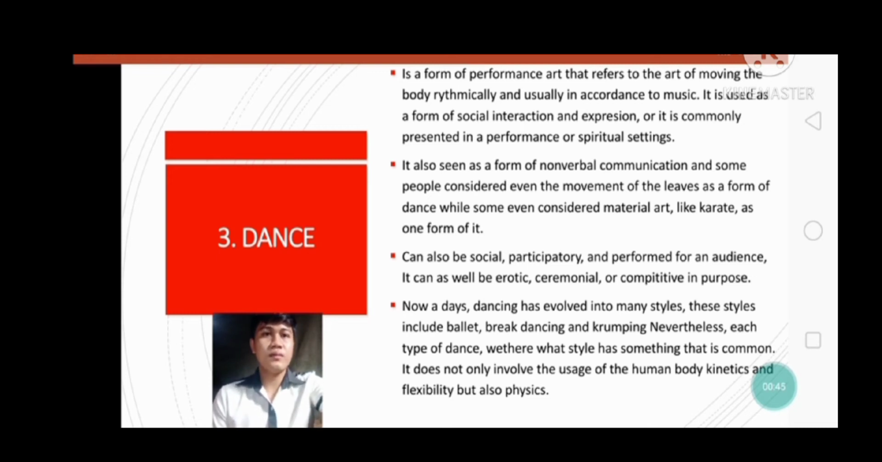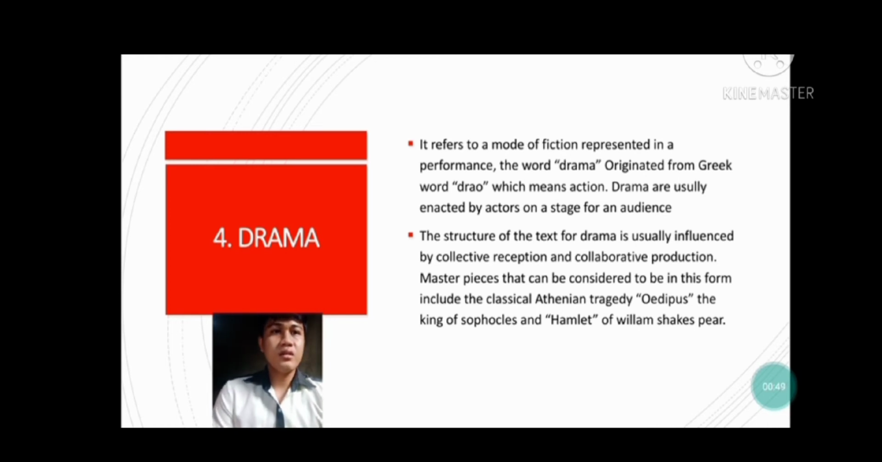So number 4, drama. It refers to a mode of fiction represented in a performance. The word drama originates from the Greek word meaning action. Drama is usually enacted by actors on a stage for an audience. The structure of the text for drama is usually influenced by collective reception and collaborative production. Masterpieces that can be considered in this form include the classical Athenian tragedy Oedipus the King by Sophocles, and Hamlet by William Shakespeare.